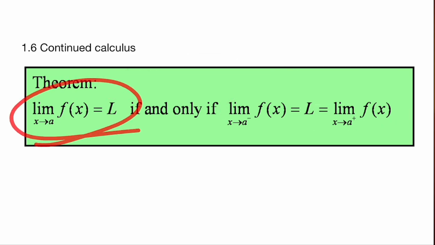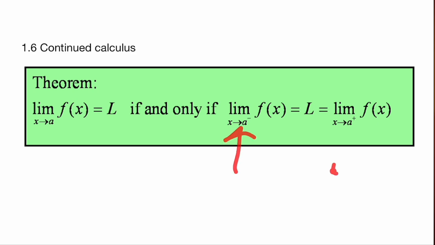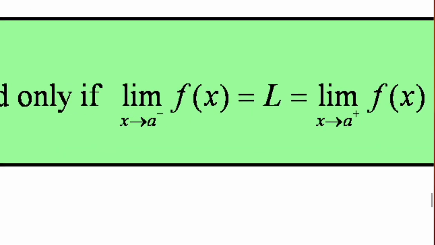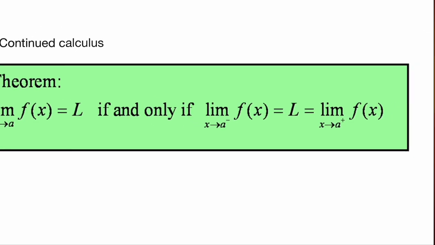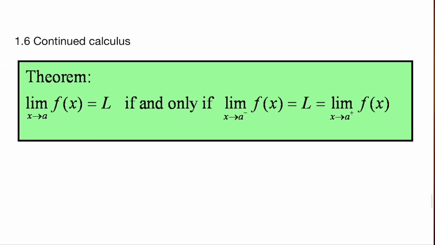This just says that the limit exists if and only if the left side and the right side match. That's all that notation means. It's hard to see, but there is that little negative meaning approaching from the left and the little positive meaning approaching from the right. That's a formal way to write that very thing, that both the left-hand side and the right-hand side have to match. They would both be L. If they're L, then that's the limit as we approach A.